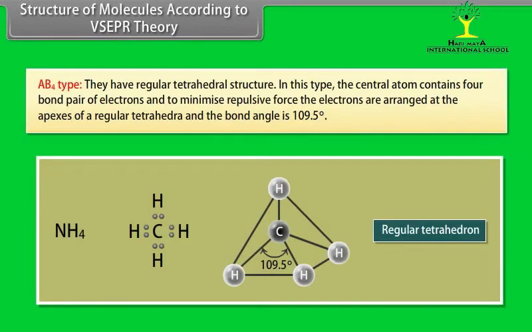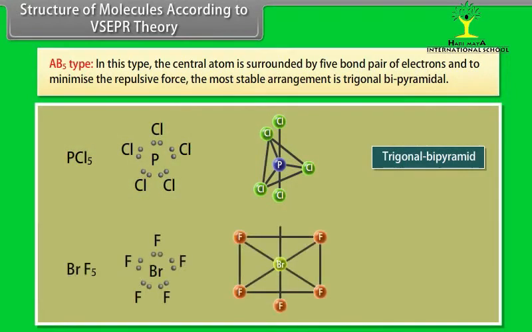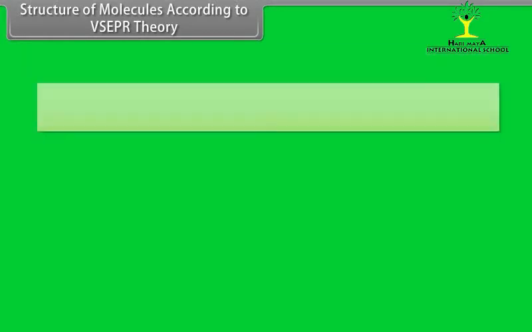AB4 type. They have regular tetrahedral structure. In this type, the central atom contains four bond pair of electrons, and to minimize repulsive force, the electrons are arranged at the apexes of a regular tetrahedron, and the bond angle is 109.5 degree. AB5 type. In this type, the central atom is surrounded by five bond pair of electrons, and to minimize the repulsive force, the most stable arrangement is trigonal bipyramidal.